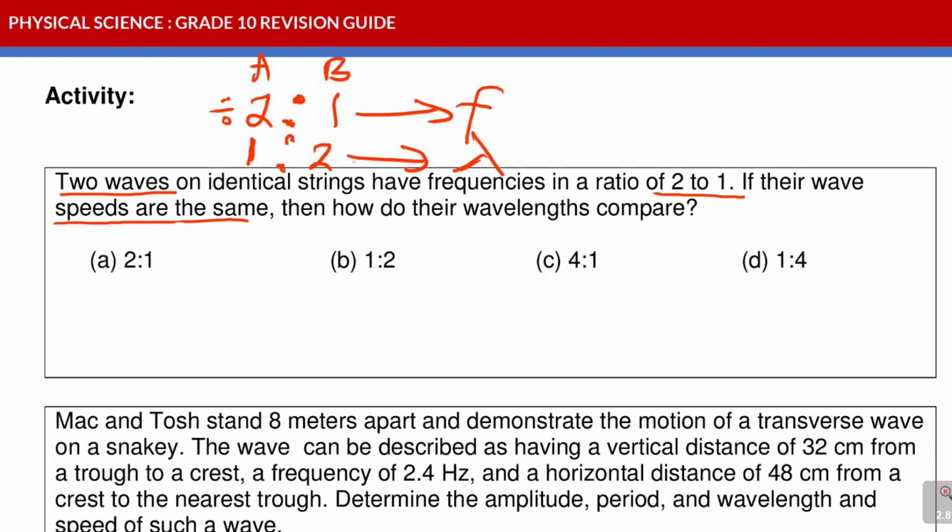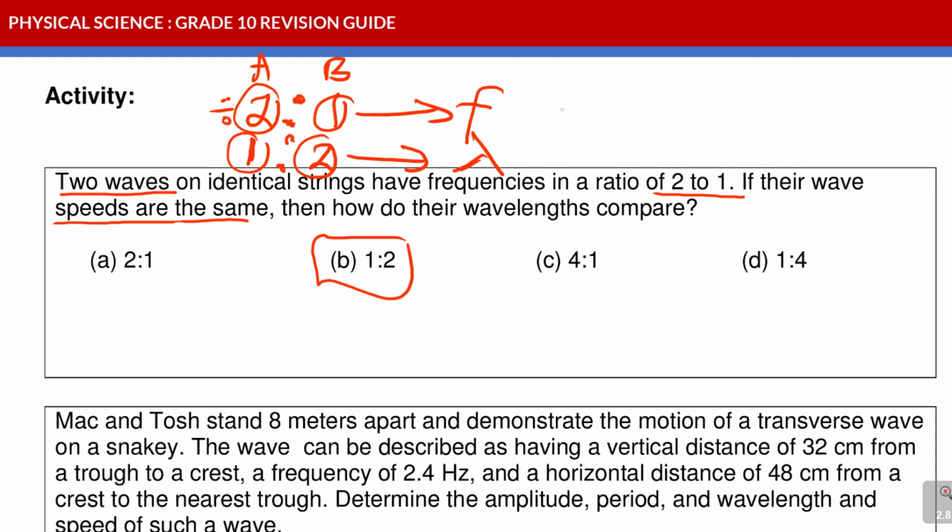You see that? Why? Because it does the inverse. If the other one is twice, the other one is half. If the other one is half, the other one is twice. So the answer there becomes 2. Their wavelength will be 2:1. Are you getting that? That will maintain the speed. Remember, the speed must not change.